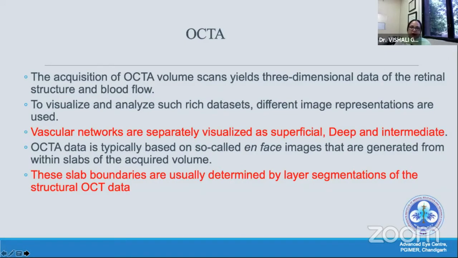So I'm going to continue what Anirudh has said. We already know the basics of OCT, but two things we have to realize are marked in red. Vascular networks are separately visualized, like you saw, superficial, deep, and maybe intermediate. And these slab boundaries are actually determined by the layer segmentation on structural OCT data.